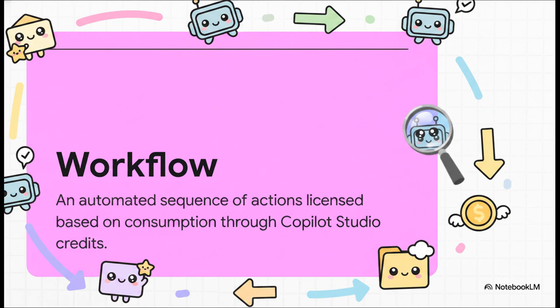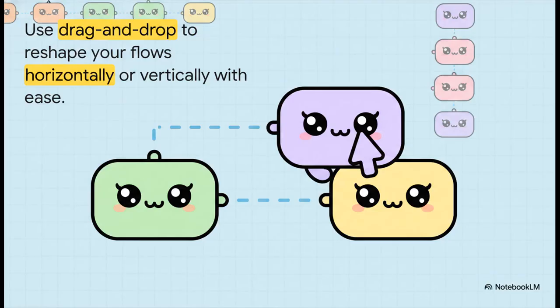Before we get too far, let's make sure we're all on the exact same page. What actually is a workflow in this Copilot Studio context? Basically, it's just an automated sequence of actions triggered by something specific, like an email arriving or a file upload. But here's the kicker, the big difference from the older cloud flows you might be used to. Workflows are licensed by consumption through Copilot Studio credits, not per user. So you're essentially paying for an automated assistant by the task it completes, rather than buying it a permanent seat at the table.